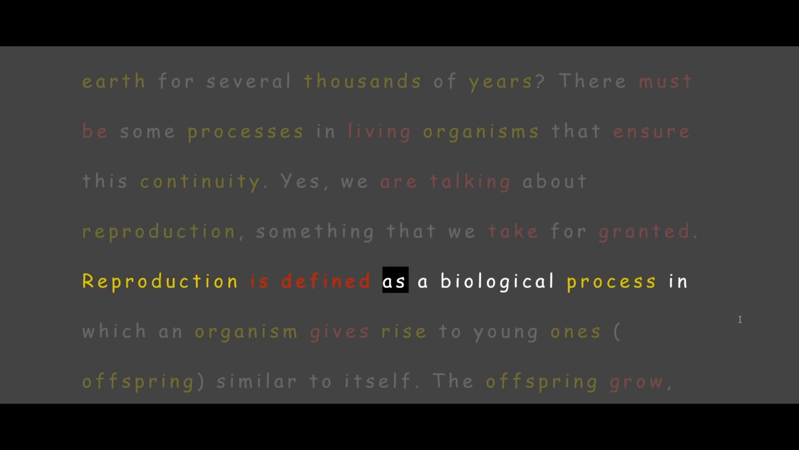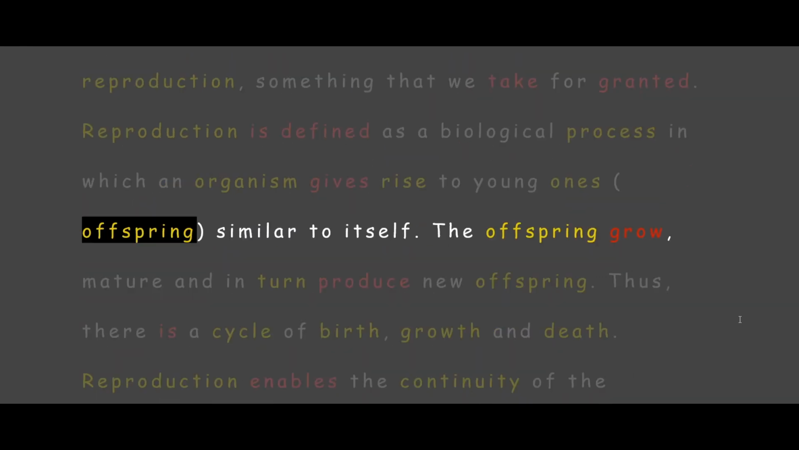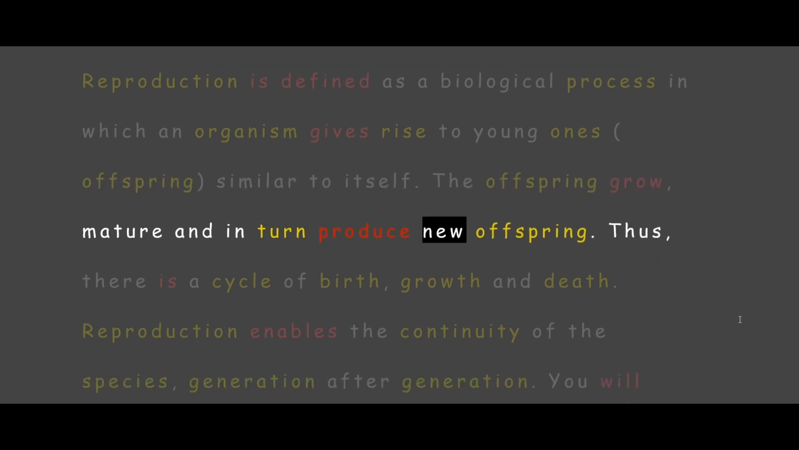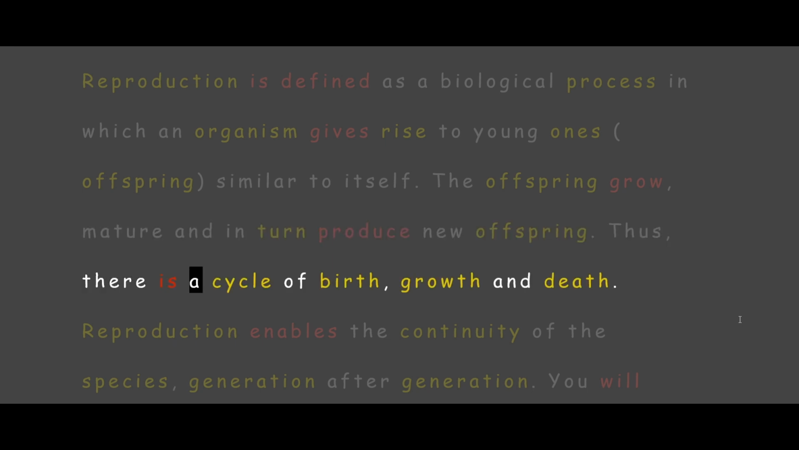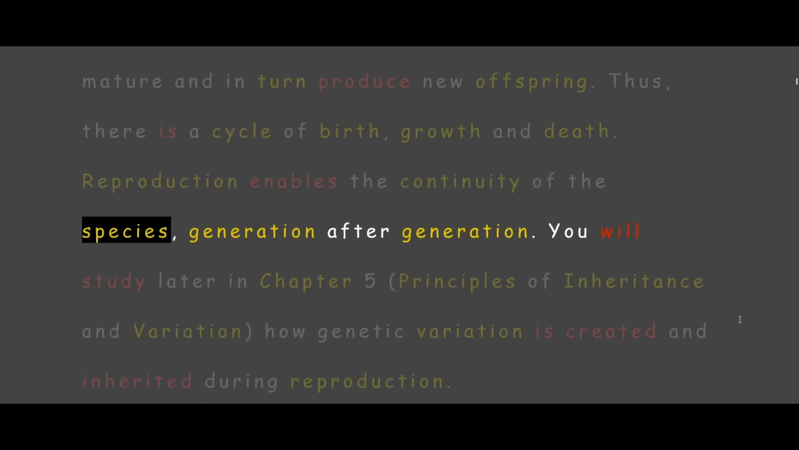Reproduction is defined as a biological process in which an organism gives rise to young ones, offspring, similar to itself. The offspring grow, mature, and in turn produce new offspring. Thus, there is a cycle of birth, growth, and death. Reproduction enables the continuity of the species, generation after generation.